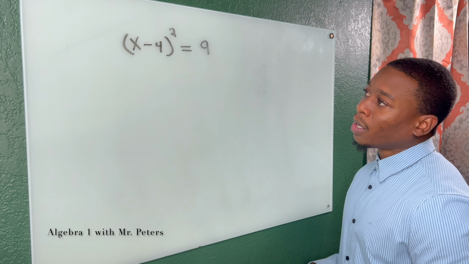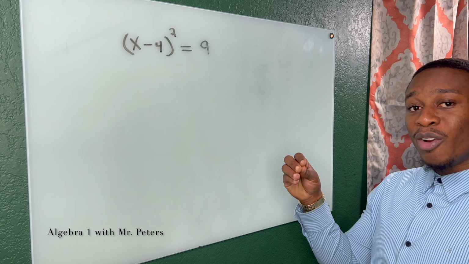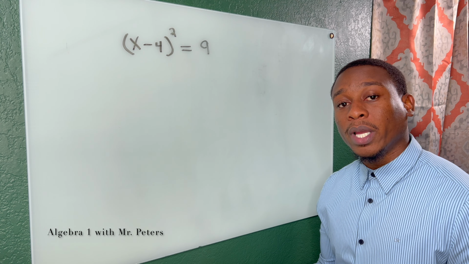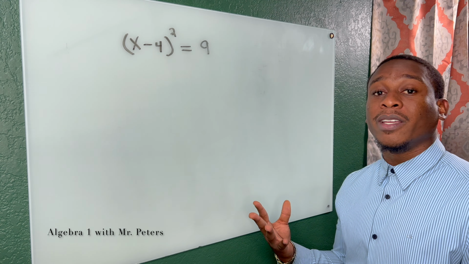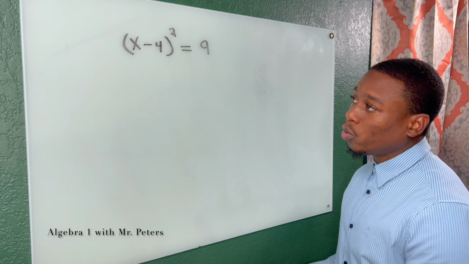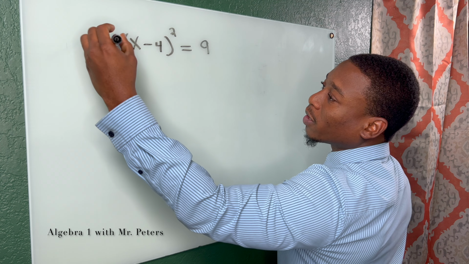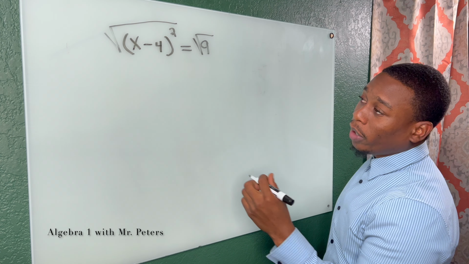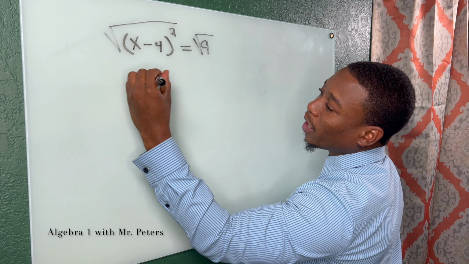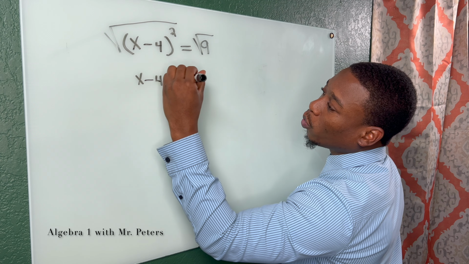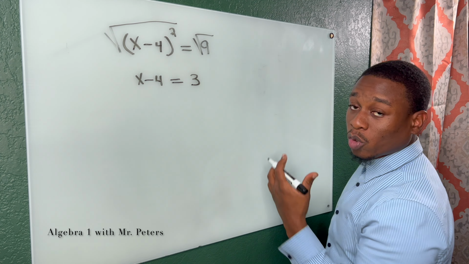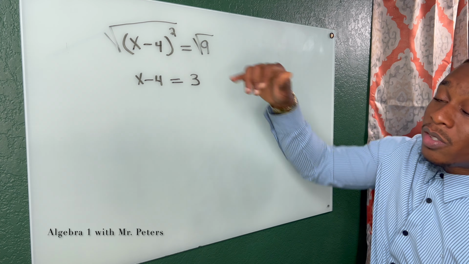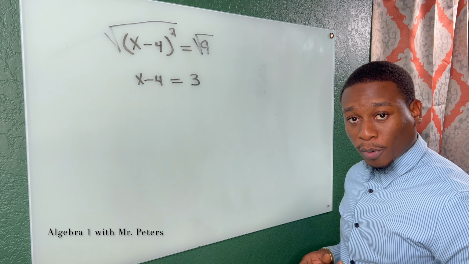But let's do it. So in this method, we're going to get rid of the exponent, right? We know we could get rid of the exponents by what? Exactly. Taking the square root. So when I take the square root of this side, and I take the square root of this side, what is left is x minus 4 is equal to 3. We took the square root of 9, and we know the square root cancels out the exponent.